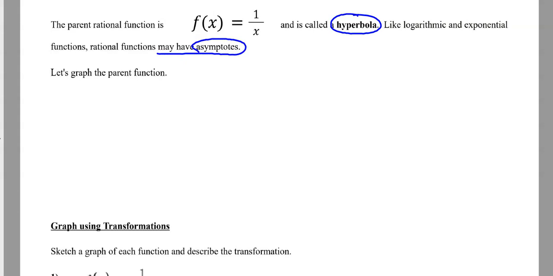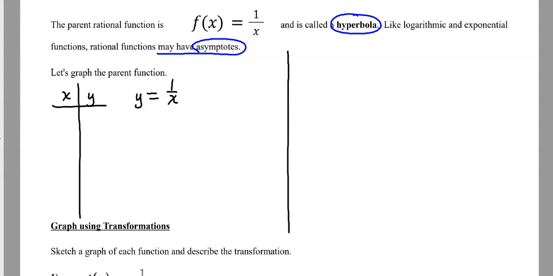So let's kind of take a look at this thing. If I do a little table, we just kind of start off with like an x and y table. And I want to do y equals 1 over x. Well, let's pick some x values. Let's put it on a graph over here. So here's kind of going to be my grid. And we'll start at 0. Well, if x is 0, 1 over 0, we're not allowed to do that. So this is undefined when x equals 0. So that means that x can never be 0.